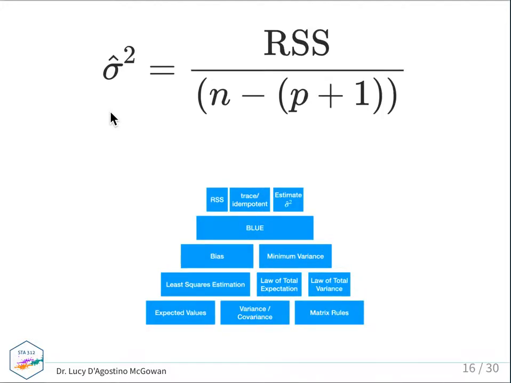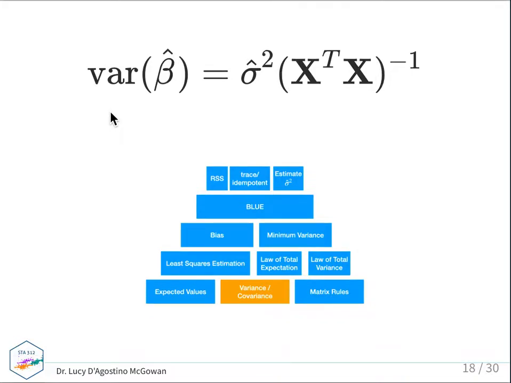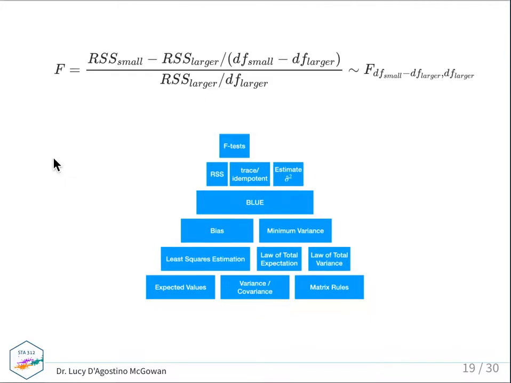And then we also were able to estimate sigma hat squared, so the model variance. And for that, we used some rules about the variance and covariance that we learned at the beginning. And we actually plugged that in to the variance of beta hat as well. That was an important component there, the sigma hat squared.